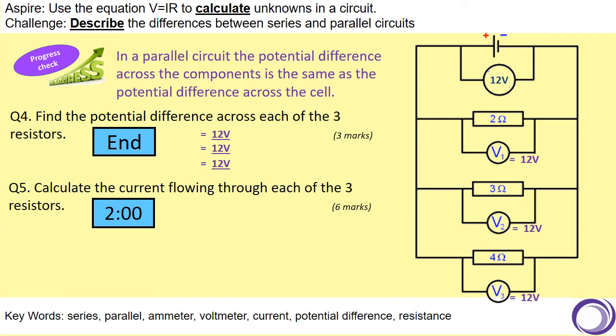I'm going to give you 2 minutes now for question 5. And I want you to calculate the current through each of the resistors. So the current through the 2 ohm, then the current through the 3 ohm, and the current through the 4 ohm. Don't forget, use the values at that point. So when you're trying to find the current through the 2 ohm, use the values that you know are going for the 2 ohm. Don't worry about anything else, just have a look at that resistor individually. So 2 minutes.